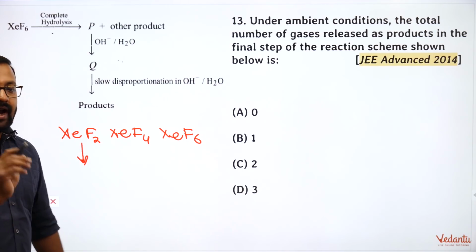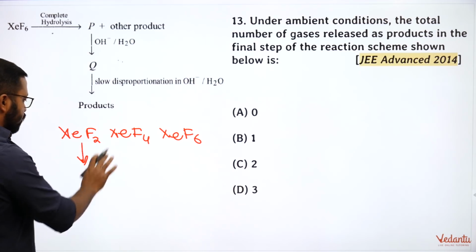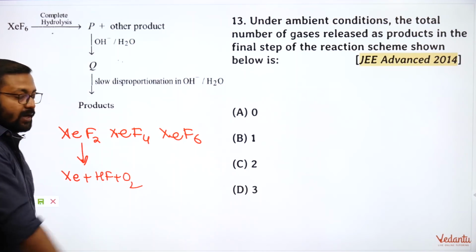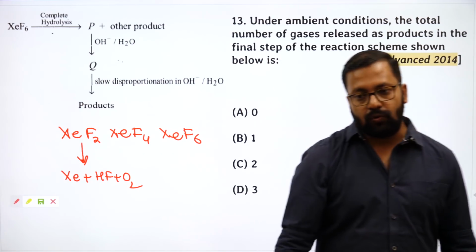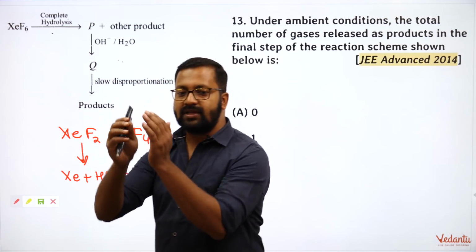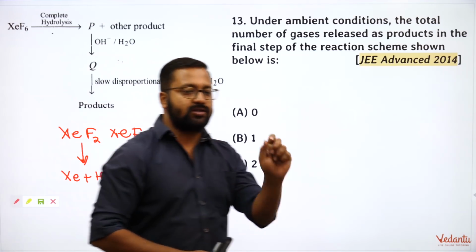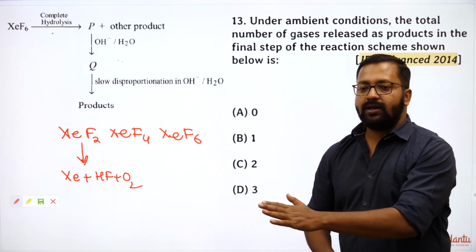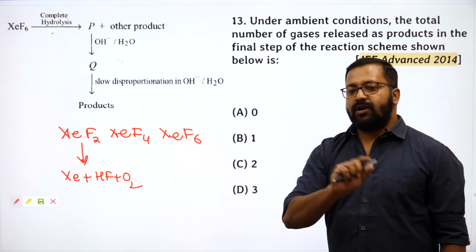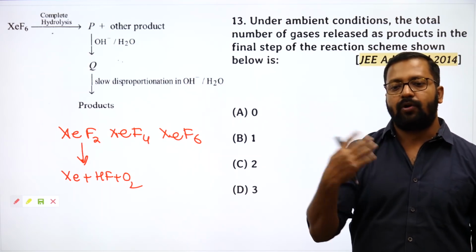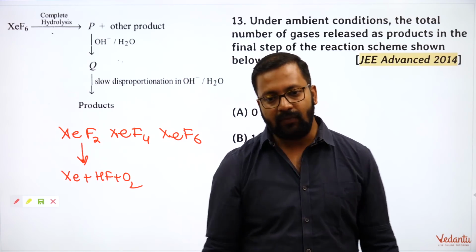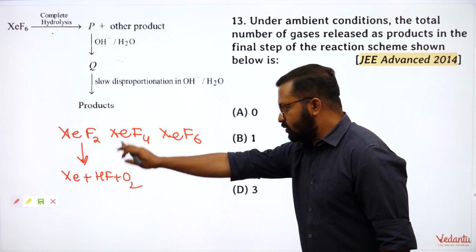XeF2 undergoes hydrolysis to produce xenon plus HF plus O2. Remember this: xenon plus HF plus O2. The reason why it produces this is that hydrolysis involves fluorine's replacement by oxygen. So two fluorine go out, and one oxygen should come in, because each fluorine is bonded by a single bond, so the oxygen has to be bonded by a double bond. That means only one oxygen will be present, but XeO does not exist. So this reaction takes place.